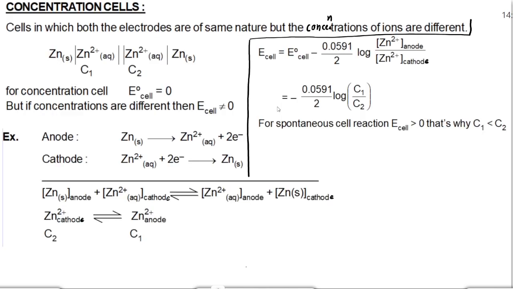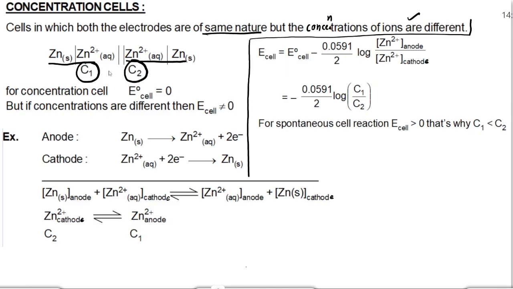Now concentration cells. Concentration cells are of two types. First is the electrolyte concentration cell, other is the electrode concentration cell. A cell in which both the electrodes are of the same nature, but the concentrations of ions are different, is called an electrolyte concentration cell. See, in this case both are zinc electrodes on both sides, but the concentration of zinc is different. So a question may be asked: what is the relation between C1 and C2 if the reaction is feasible?